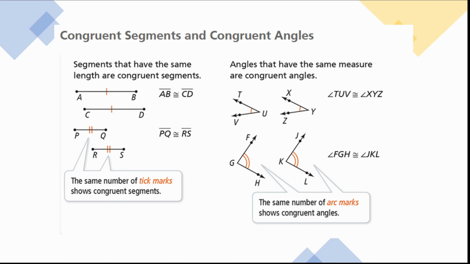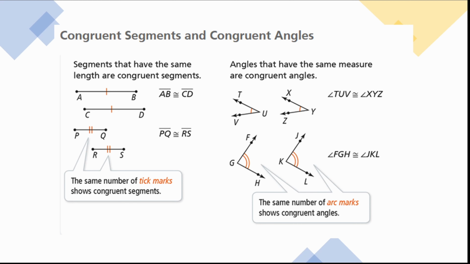So, now we're going to learn about what I'm going to call tick marks. These tick marks mean if they have the same number associated with each line segment, then they're equal in length. So line segment AB is congruent. That's what this symbol is read as, and we're going to use that more than we use equals in this class.